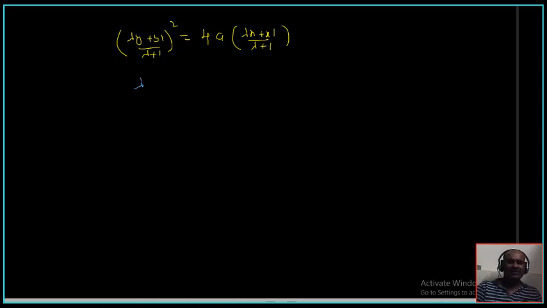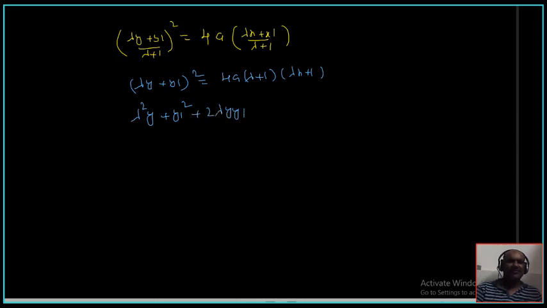Now I want to simplify this. (lambda y plus y1) whole square equal to 4a times (lambda plus 1) into (lambda x plus x1). I cancelled here, no? (lambda plus 1) whole square on one side, one (lambda plus 1) cancelled, and then cross multiplication. So lambda square y square plus y1 square plus 2 lambda y y1 is equal to 4a lambda square x plus 4a lambda x1 plus 4a lambda x plus 4a x1.